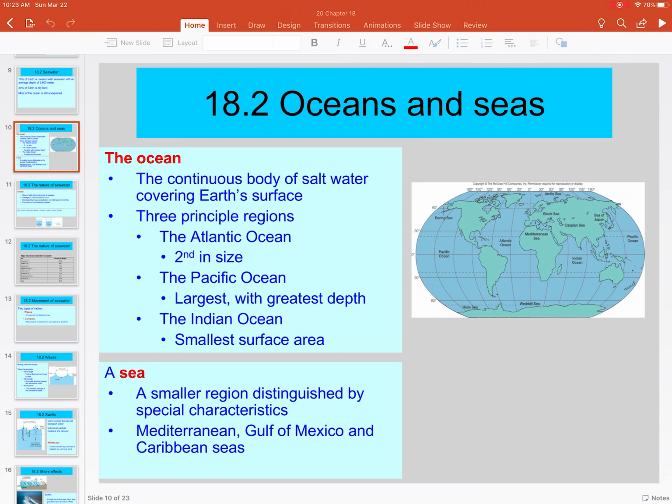Now, a sea is going to be a smaller region of salt seawater that's distinguished by unique special characteristics. So you have the Mediterranean, which is going to be on the northern part of Africa, south of Italy, in that area, east of Spain. And then we're going to have the Gulf of Mexico, which should be known to us. It's in the little hook of the United States that Florida and the southern part, I think that's Mexico, create.